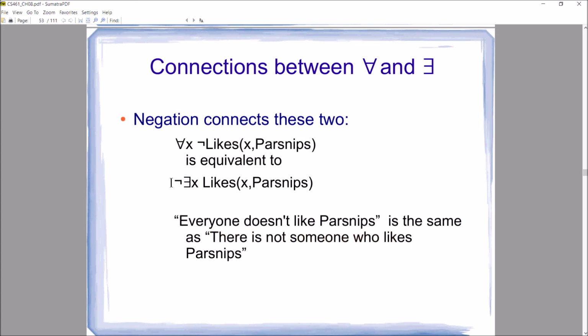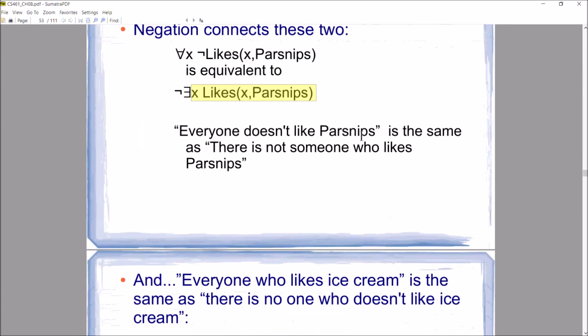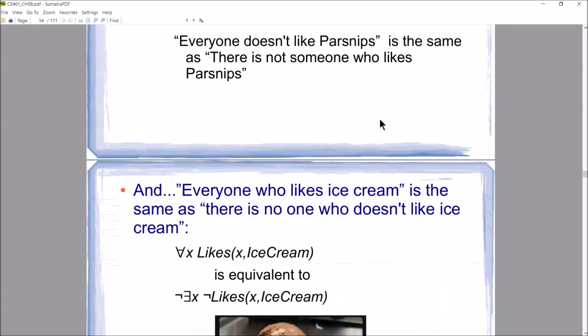And so this is saying there's not, that's what the not is. I can't get the highlight right, sorry. There's not someone who likes parsnips. It means the same thing. Nobody likes parsnips, or there is nobody who likes parsnips. Okay? So the negation basically makes them logically equivalent.